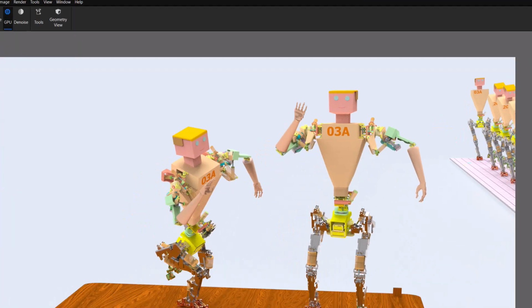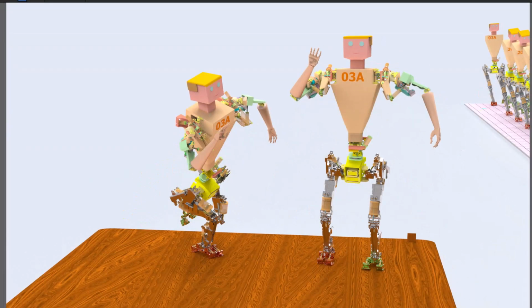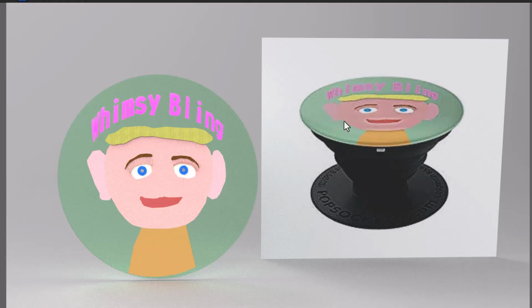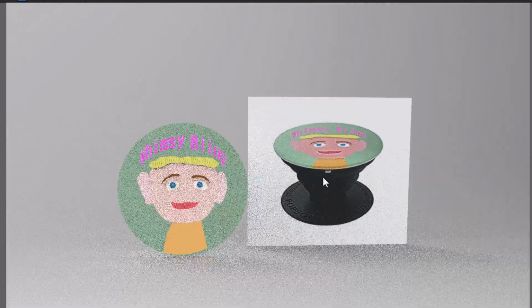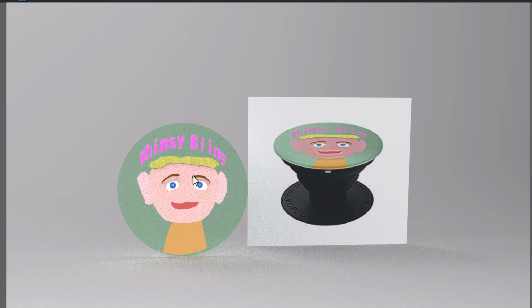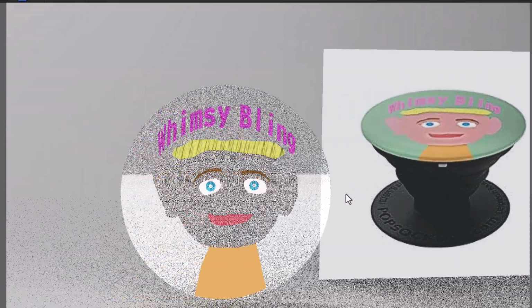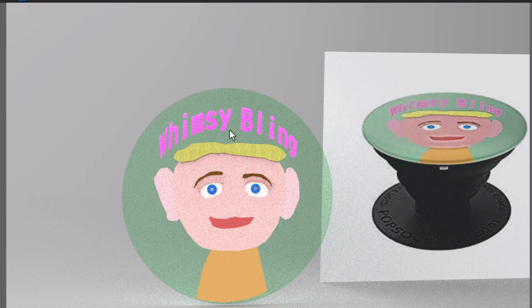And we'll put the robots back. And of course, I always want to show you this other image. Merch by Amazon asked me to create some images for pop sockets. And I created this lady, Whimsy Bling. And remembering to go back to our village, we're going to go back to the 1700s or 1600s.